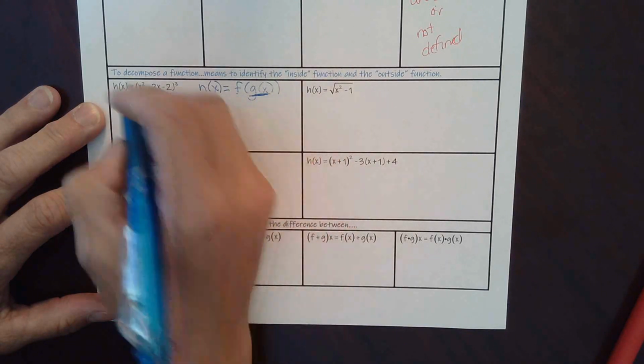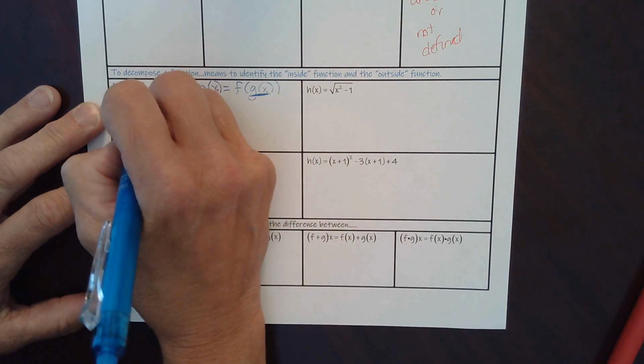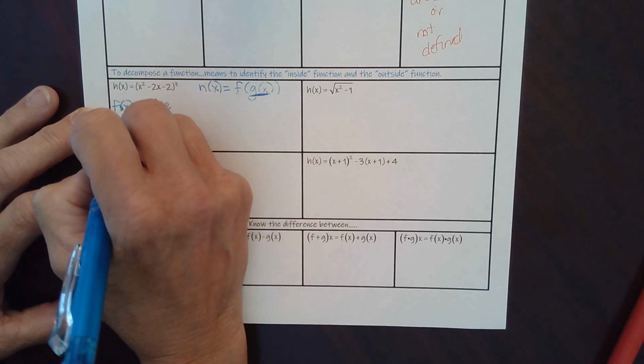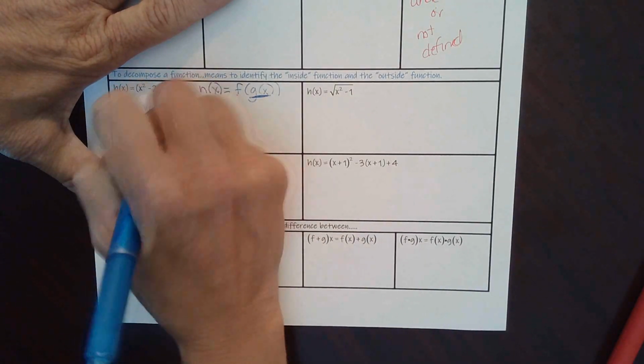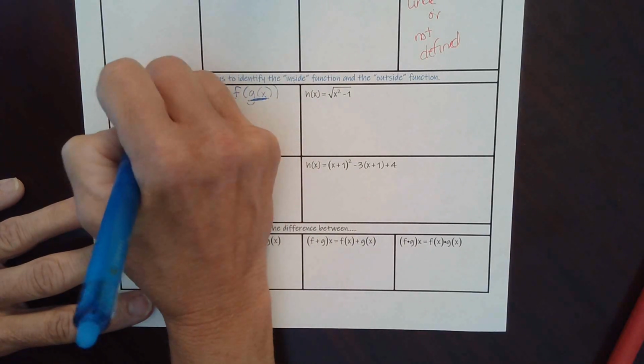Well, f is inside, so f of x will be the inside function, and g of x, I just said that backwards. F of x is not the inside function. F of x is the outside function.